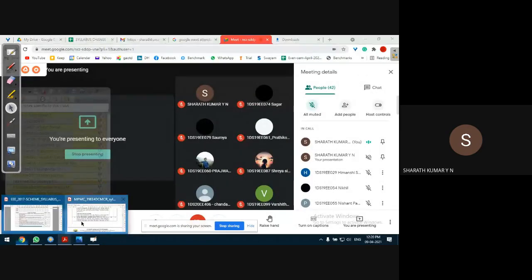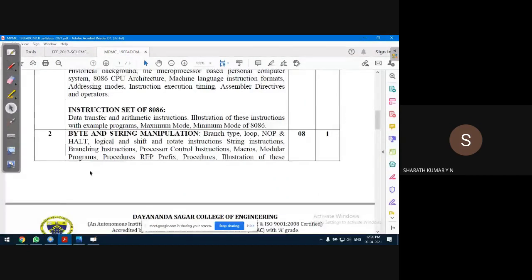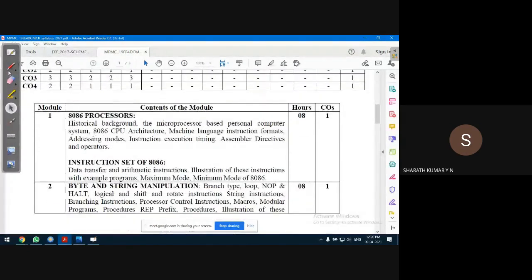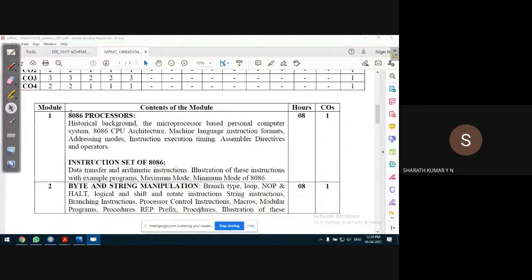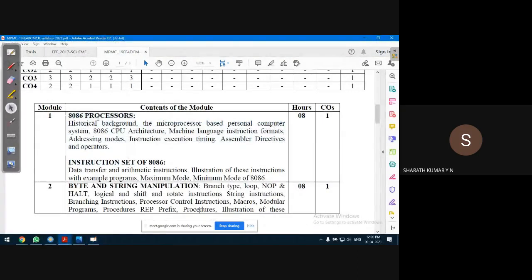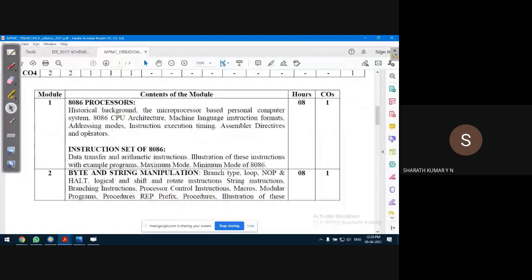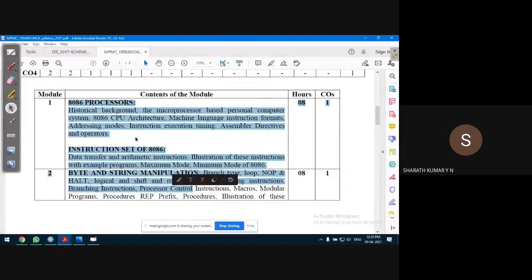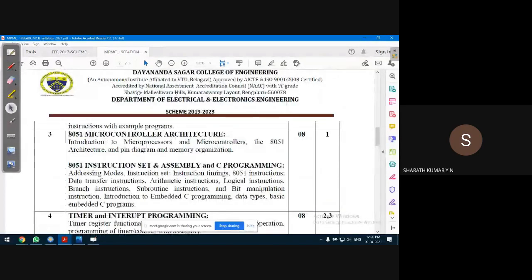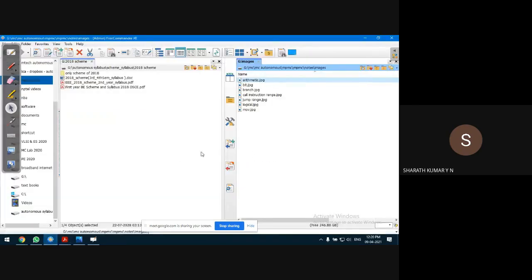It's arranged in such a way, but the obvious question is why 8086 is in the beginning of the syllabus. That is according to the title, processor and controller, and hence we have 8086 at the beginning. But of course we'll cover this at the end in a little more detail. No problem. So let us start with the third module, 8051 microcontroller architecture.